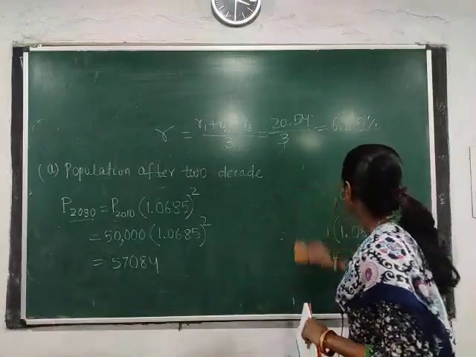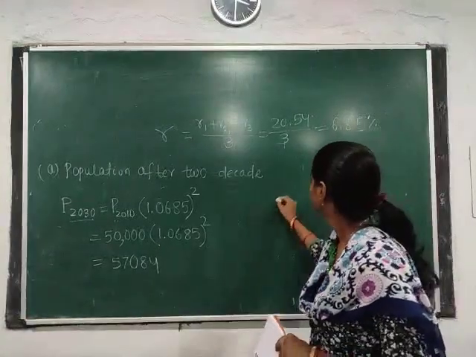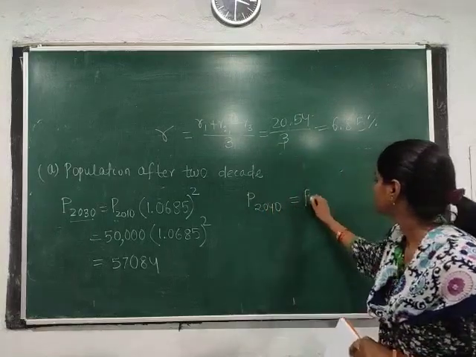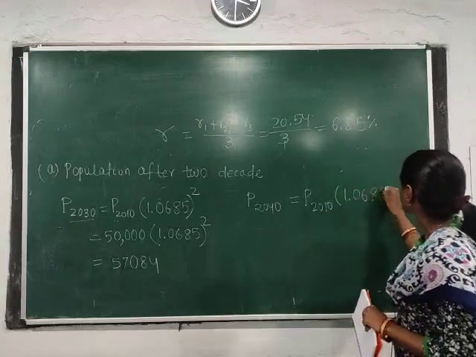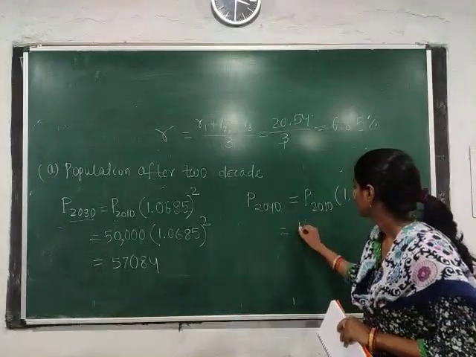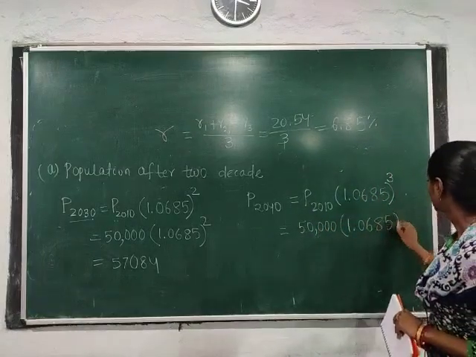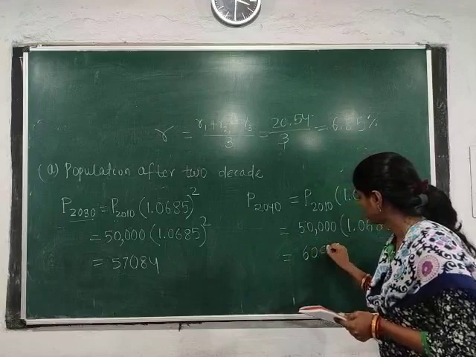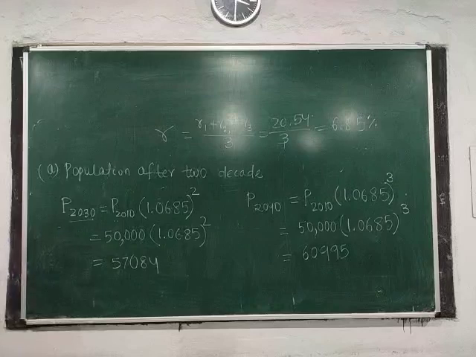Next, it is asking to find out population after 3 decades. So population after 3 decades means P2040, all the data remaining same. The only change is the n, that will be 3. So whole cube, this value is coming out to be 60,995.